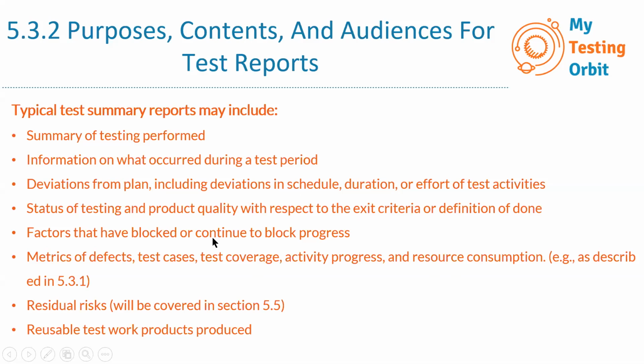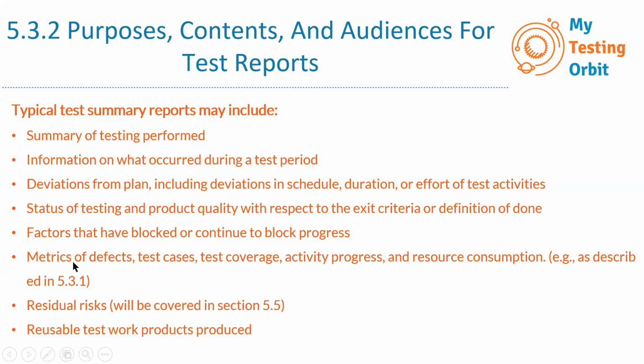Factors that have blocked or continue to block progress. All the factors due to which the testing was blocked for a certain time need to be listed and mentioned in the test summary report, because that will make it clear why the testing took longer. It might be because of this. It will also help us review and come up with corrective actions for maybe the next phase or the next project.